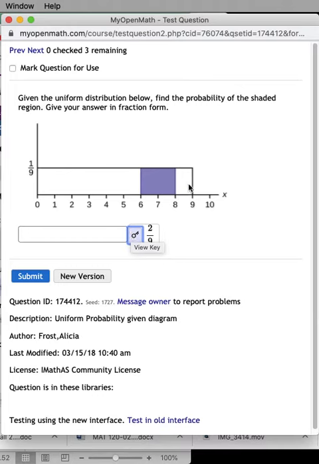So for this problem, you've got to remember that the area of the whole rectangle is 1, which corresponds to probability. And if they ask you for the probability of a certain region, you find the area of that region, and that will correspond to the probability.